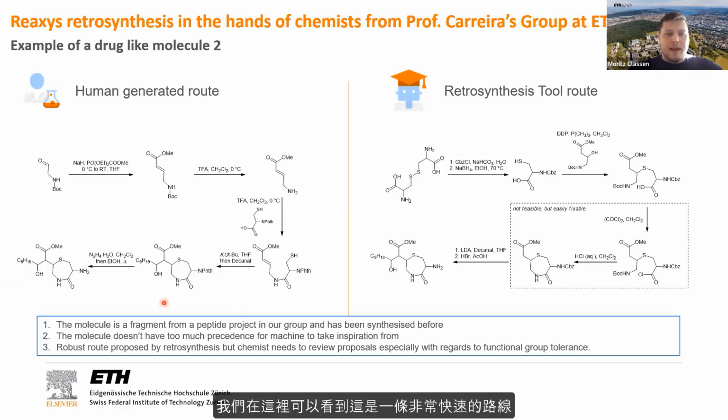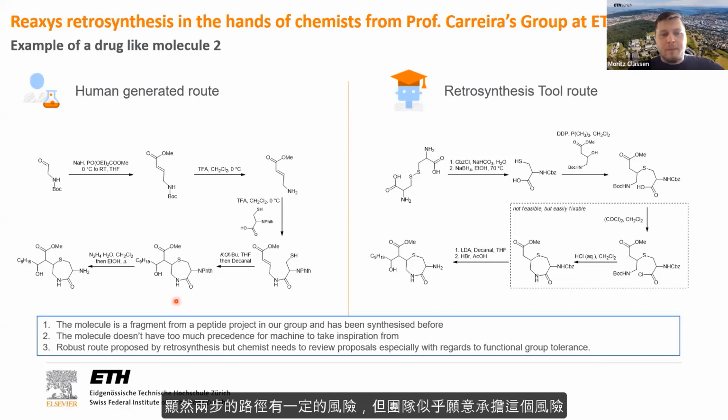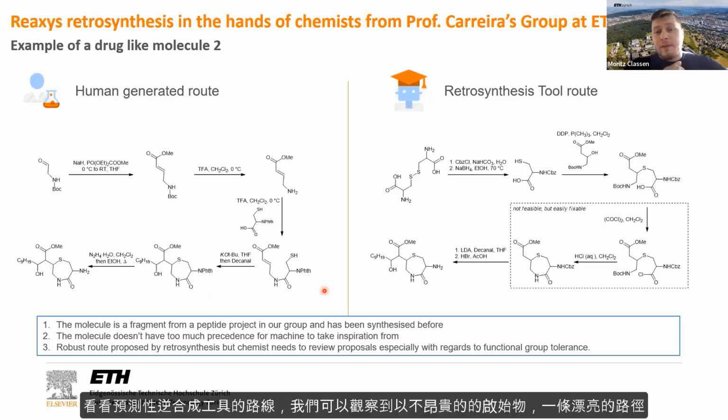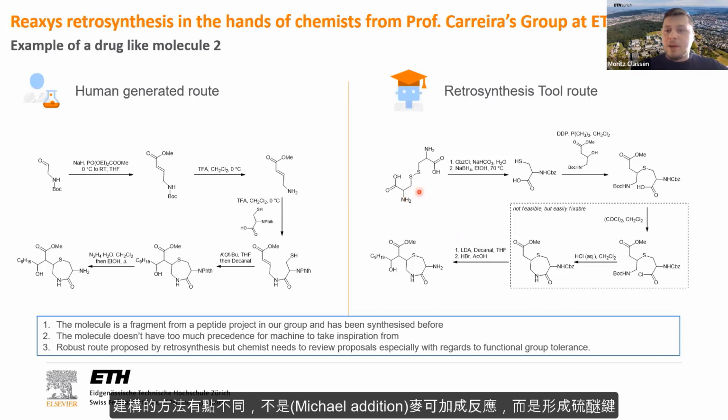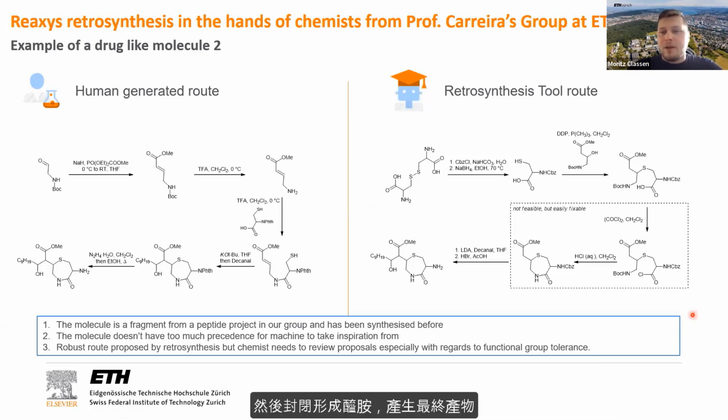We can see here that this is again a very quick route. Obviously, there is a bit of risk involved in this two-step procedure, but the group seemed to be willing to take this risk. Looking at the retrosynthesis tool route, we can see that here again, with cysteine, a very inexpensive starting material was chosen, and then the construction is done a little bit differently. So instead of a Michael addition, a coupling leads to the thioether bond, and then amide formation, and then aldol reaction leads to the final product.